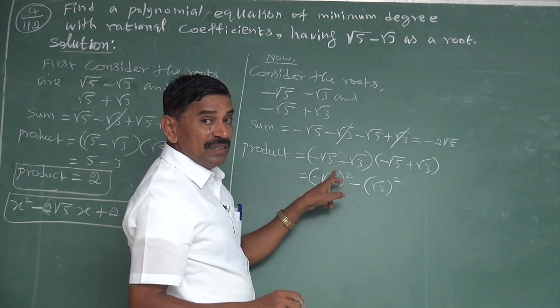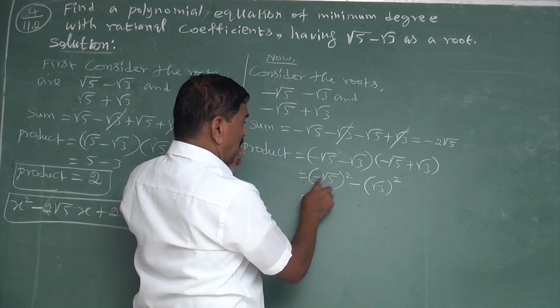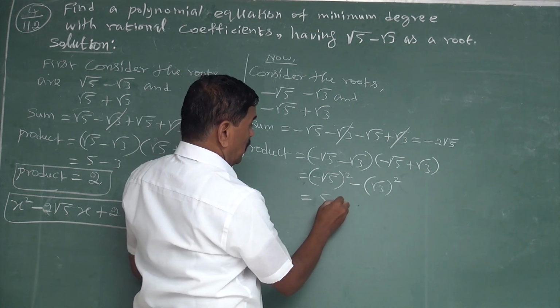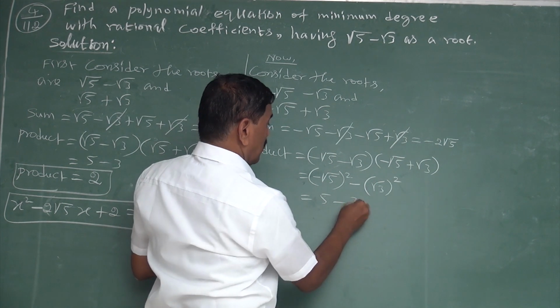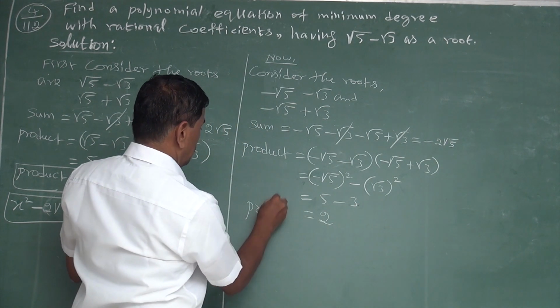Okay, next, which is equal to minus the whole square becomes, good, positive. And next, correct, root and square cancel. Then your answer is root and square cancel, minus the whole square equal to plus. So 5 minus root and square cancel. Good, 3, which is equal to 2. That is product of the roots equal to 2.